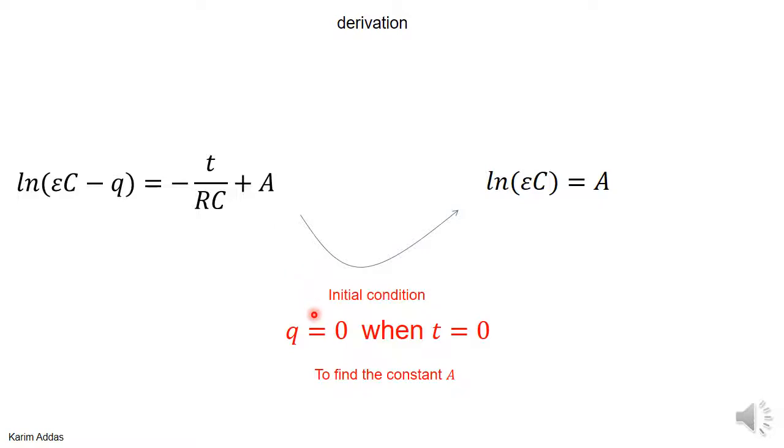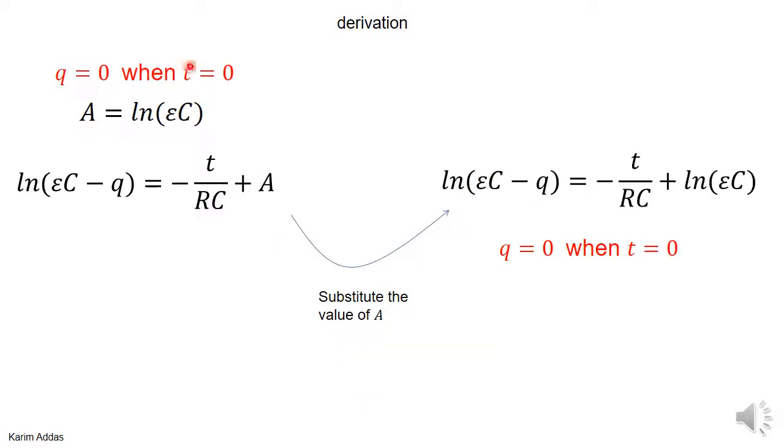We have the initial condition that says q equals 0 when the time is 0. So when you put t equal to 0, this term goes completely. When you put q equal to 0, this goes. So we have that ln epsilon times C is equal to A. So now we found the value of A for this particular initial condition. Okay, let's substitute this A value into the equation. We get that. So when we write down this equation in this form, we have to put in parentheses or whatever, that this equation has been solved for this particular initial condition.